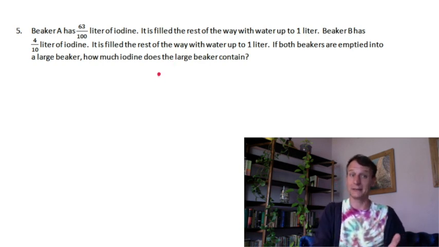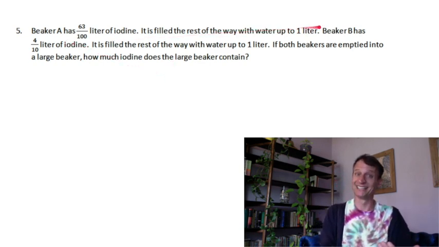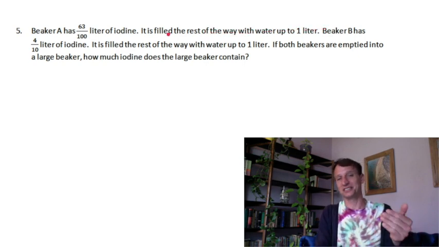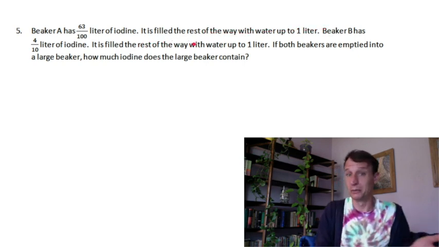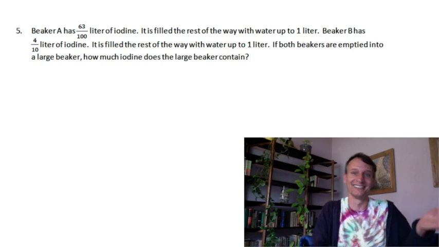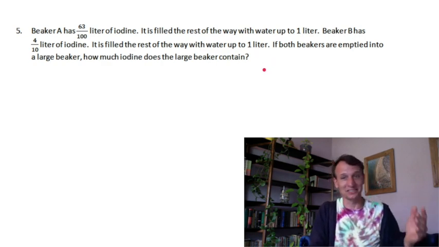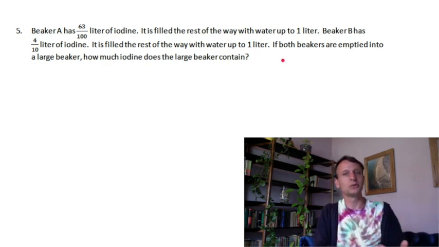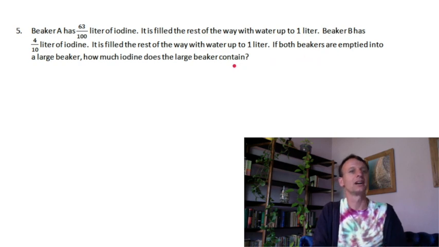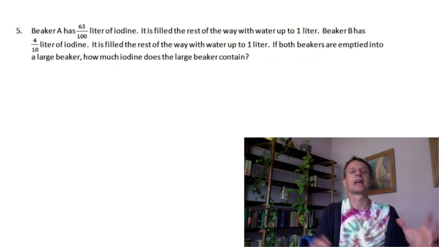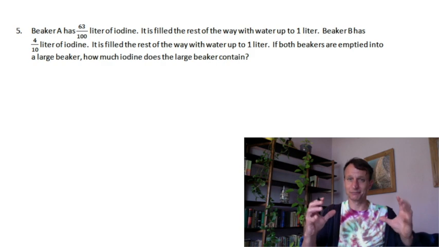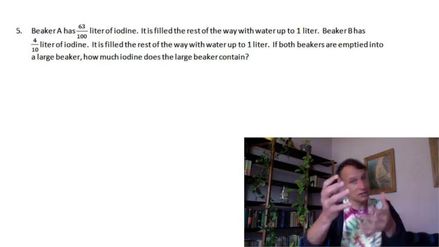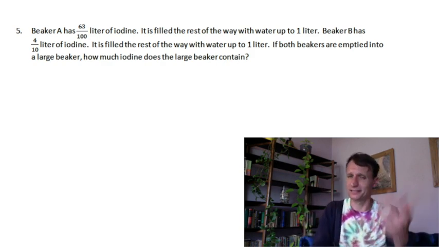We have beaker A and beaker B. And notice they use the passive voice. It is filled. By whom? We don't know. You just have 2 beakers that are magically filling up. So the question is, if you empty them both into the larger beaker, how much would it contain? What's the operation there? It's addition, you can tell from reading, and also because this is a lesson on adding decimals.